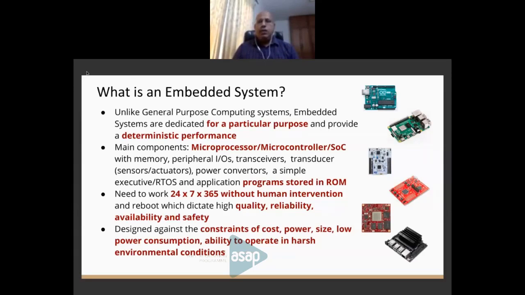So you can see on the right side, a lot of embedded platforms here, which many of you are familiar with, starting from Arduino, then Raspberry Pi, and you can have ST Micro boards, Texas Instruments boards, and even the latest artificial intelligence, machine learning and deep learning, can be executed on the NVIDIA Jetson Nano board that you are seeing below. These are all embedded systems.